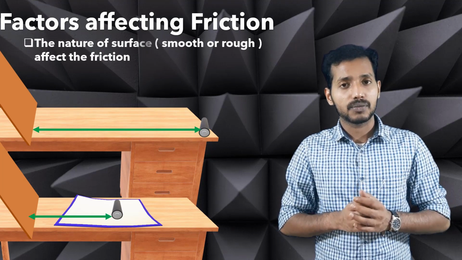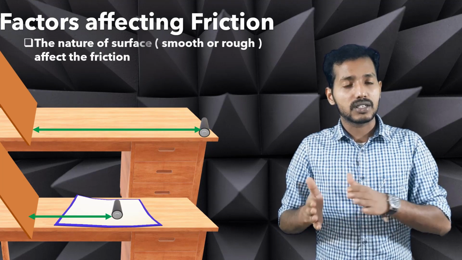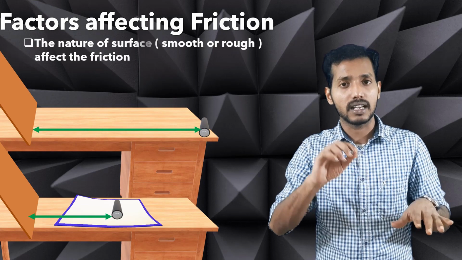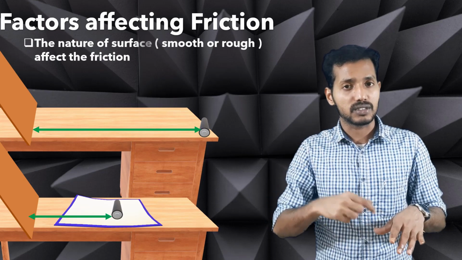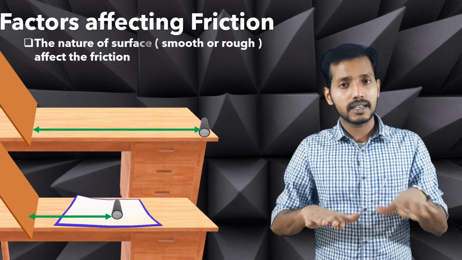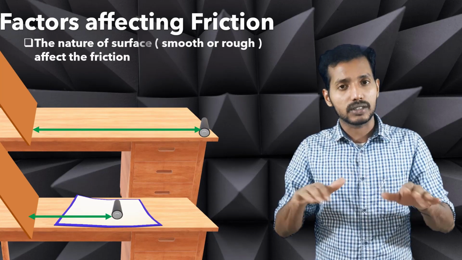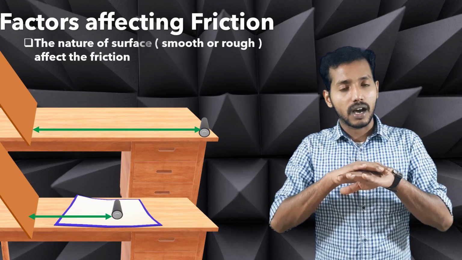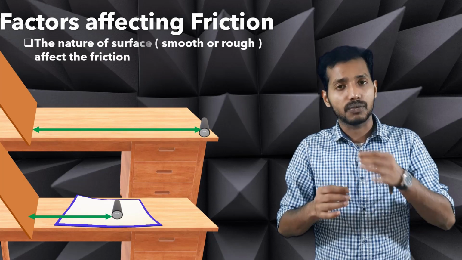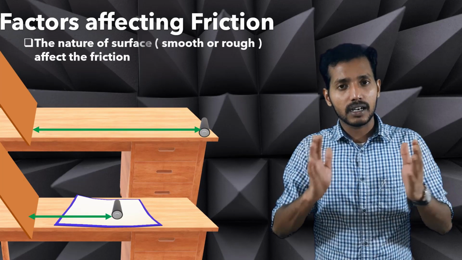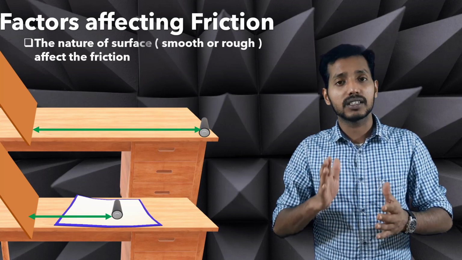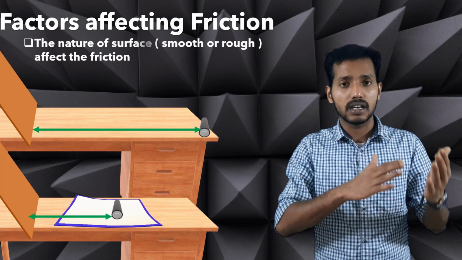This is because in the first case, the friction force exerted between the surface of the pencil cell and the table was less compared to the friction force exerted in the second case. What is the reason here? In the second case, on the table we spread a cloth. That means after spreading a cloth, the surface becomes a little rougher than in the first case. So finally we can conclude that the friction force depends on the nature of the surface. That means whether the surface is smooth or rough.